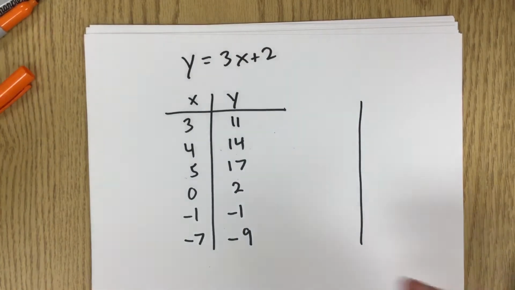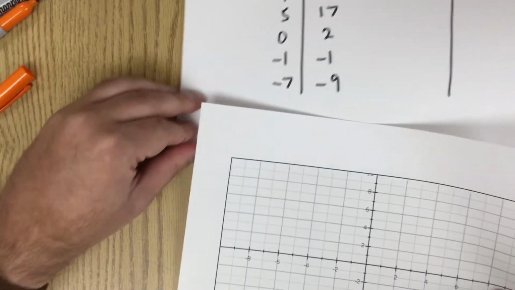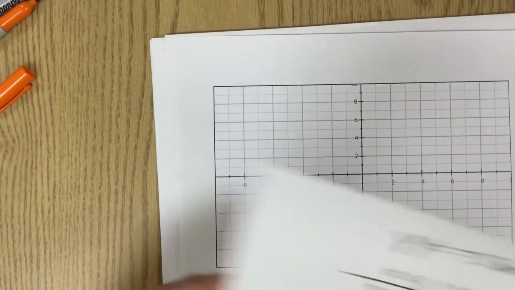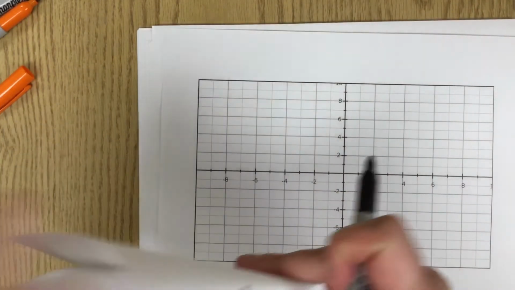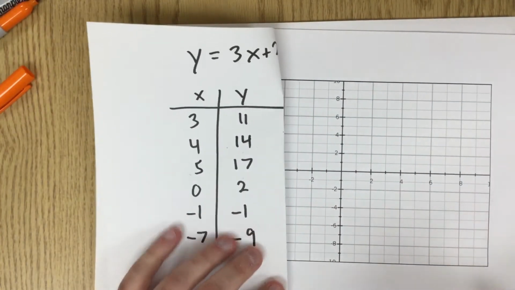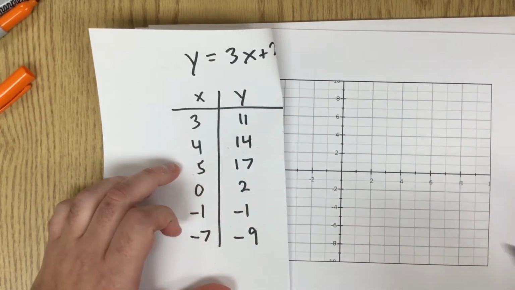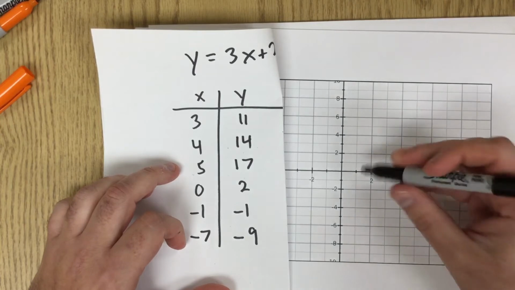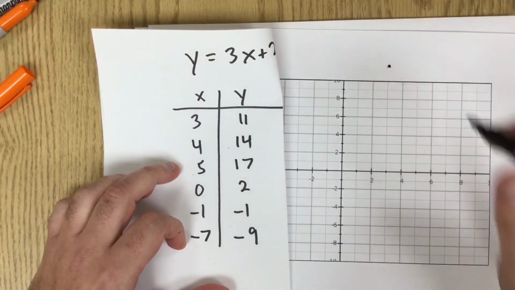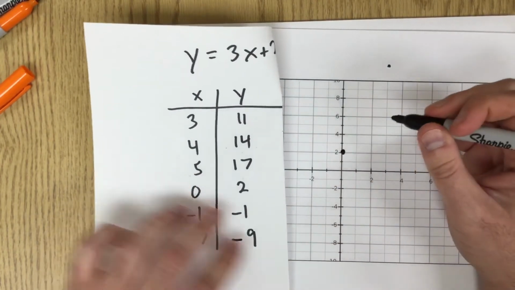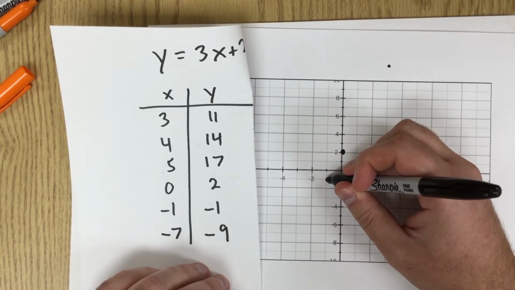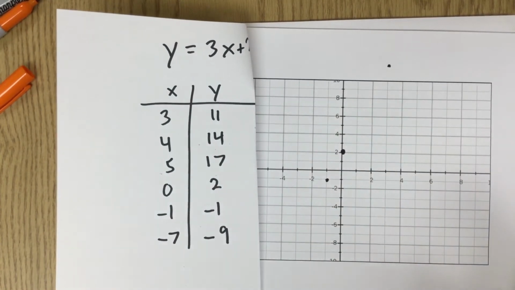So I'm going to take a sheet over here. So here's just the grid. And what I want to do is plot these values over here. So I'm going to plot our table of values. So we have 3 and 11. Well, that point doesn't fit on, but 3 and 11 would be somewhere over there. 4 and 14 is way off. 5 and 17 is way off. 0 and 2, -1 and -1.